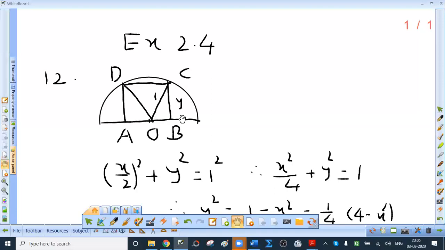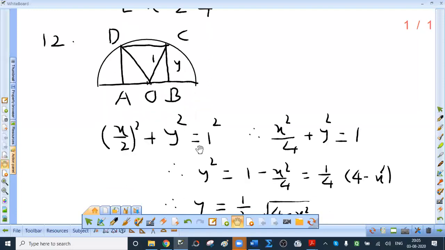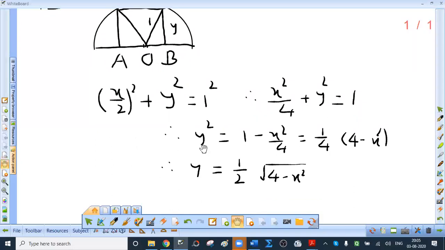In right triangle OBC, now you can see on the screen, OB square plus BC square equal to OC square. Do you agree with me? Now substitute. What is OB? It is half X, means X by 2. So (X by 2) square plus Y square equal to 1 square.